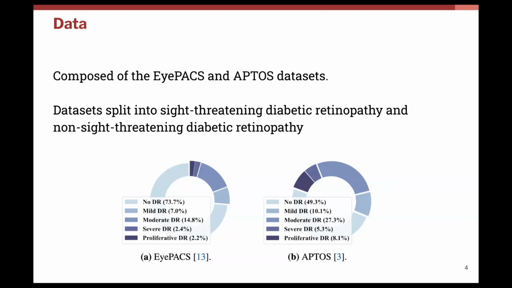Both datasets consist of 5 different classes, with 0 corresponding to no diabetic retinopathy and 4 corresponding to proliferative diabetic retinopathy. For the Retina benchmark, these multi-class datasets are converted into a binary classification problem by making classes 0 and 1, which correspond to non-threatening symptoms, the negative class, and classes 2, 3, and 4, which correspond to sight-threatening diabetic retinopathy, the positive class.